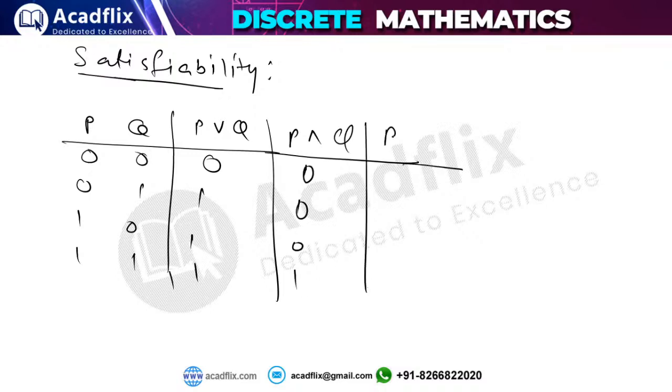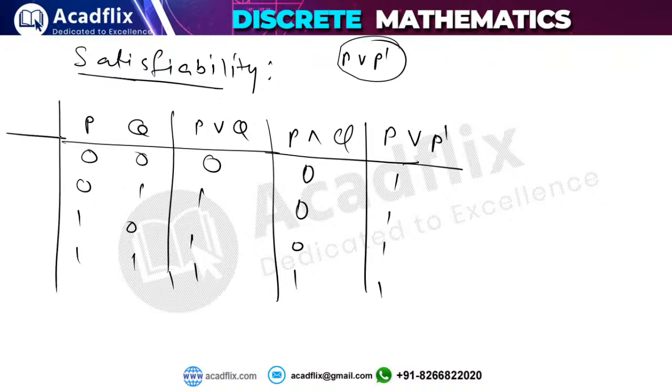If I write P or P bar, what will it be? It will basically always be true. Why? Because you can write it like this. What will P bar be? P bar will be 1 1 0 0, because if P is 0, then P bar will be 1, and if P is 1, then P bar will be 0. We have already seen this. Now if P bar is this and P is this, then what will P or P bar be?